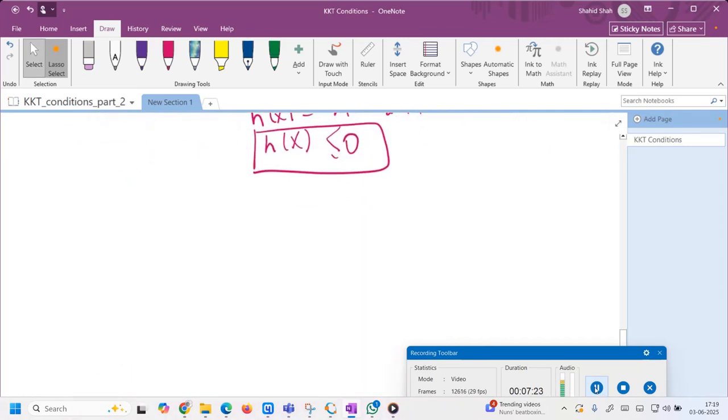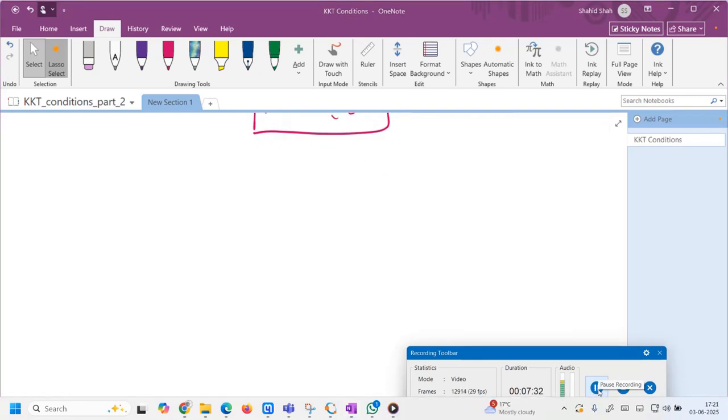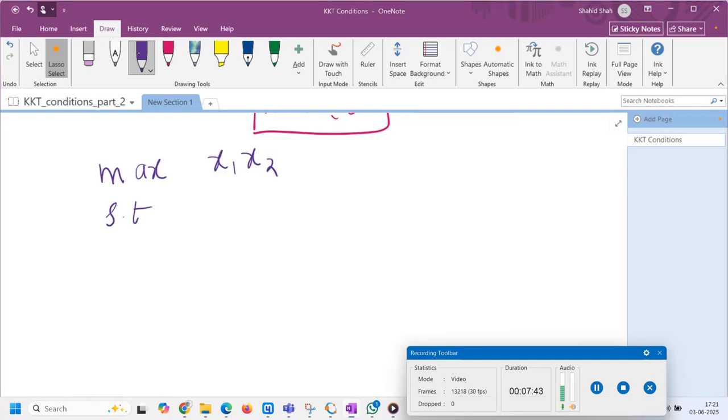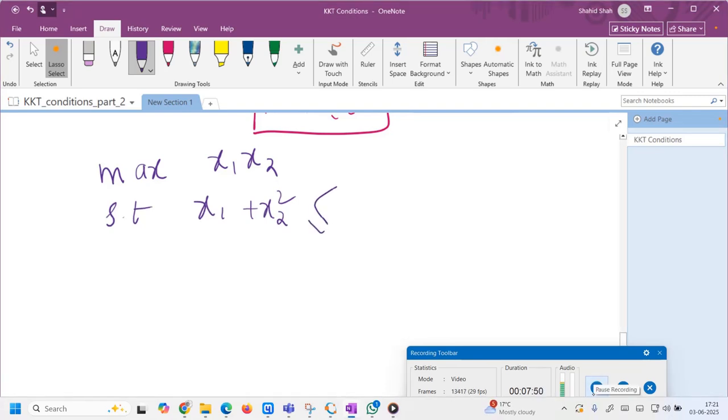Don't need to go into the proofs. We have done one example. We'll do one simple example again in this second part of the video. Let's take one example where we don't have any equality constraint, only inequality constraints. Suppose we have maximize x1 x2 subject to x1 plus x2 square less than or equal to 2, and x1 greater than or equal to 0, x2 greater than or equal to 0. Let's say we have this.